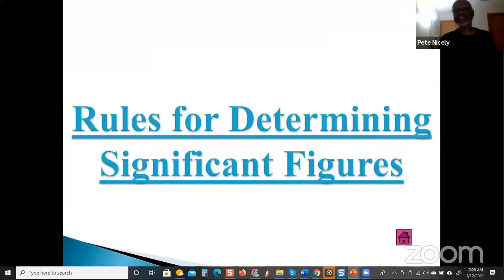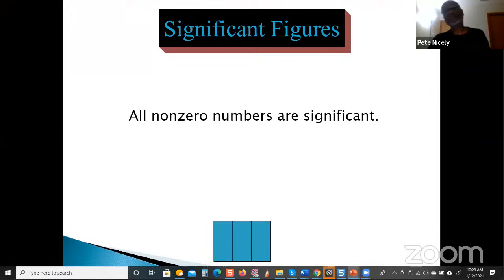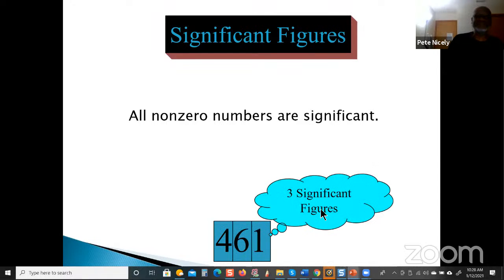So these are the rules for determining the number of sig figs in a measured value, right? So the first rule here is that all non-zero digits are significant, right? So all digits from 1 through 9 should be considered significant if they're indicated in a measured value. So here's a simple example, 461, that represents 3 significant figures, all right?